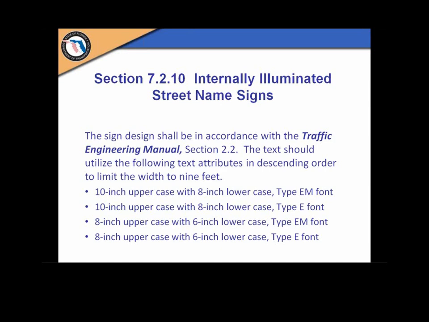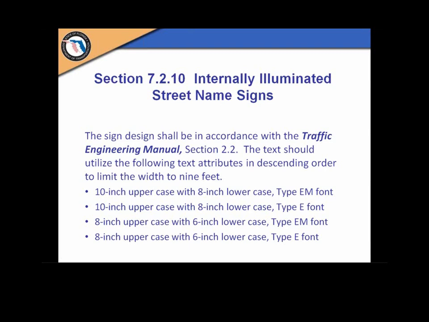They would first start off with a 10-inch uppercase and 8-inch lowercase with an E-modified font. If that font ends up, the street name is long enough and it extends beyond the 9-foot limit, then they will drop down and use a 10-inch uppercase with an 8-inch lowercase with a type E font. If that size still does not accomplish the sign within 9 feet, it gives guidance all the way down as to what to use.